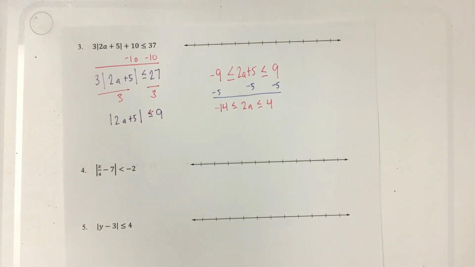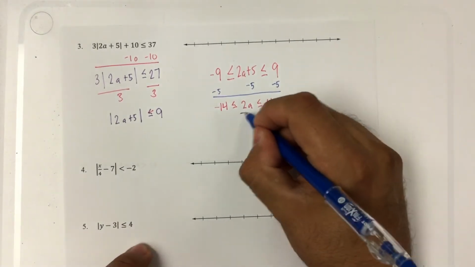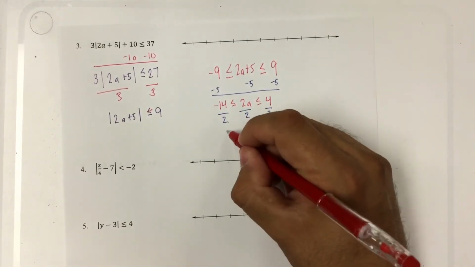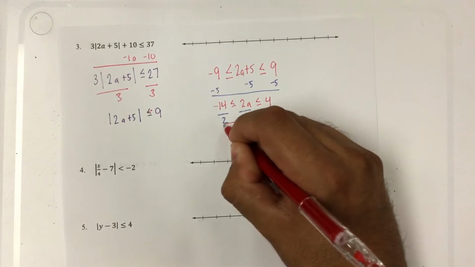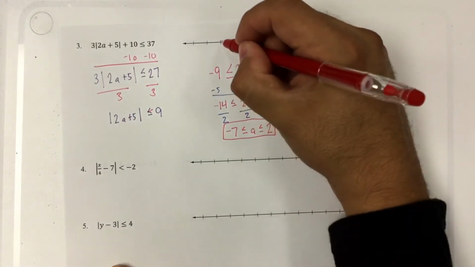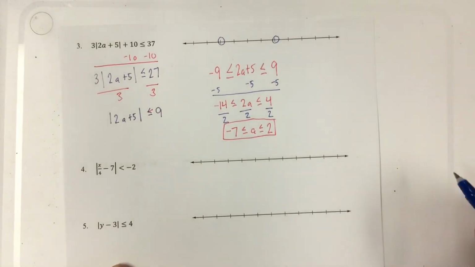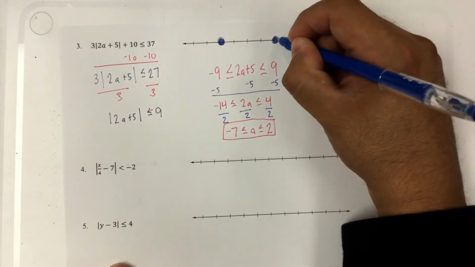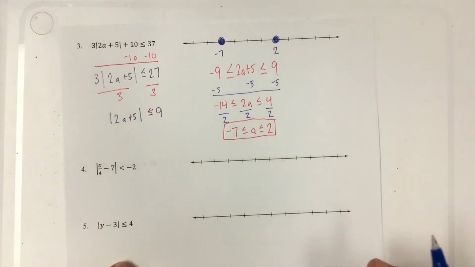Okay, let's take a look at that. So now we come up with negative 7 is less than or equal to a, which is less than or equal to 2. Is that correct? Okay. So I draw my circles up here. Let's do this in blue. Are the circles open or closed? Closed. Why are they closed? Because equal to. What's my first number? Negative 7. And my second number? 2. All right. Do I connect them or split them?